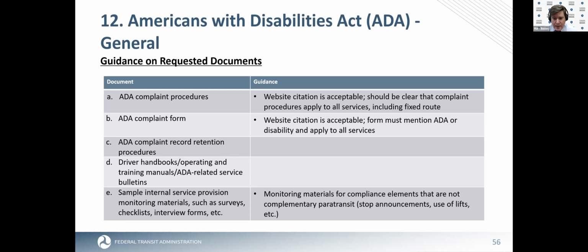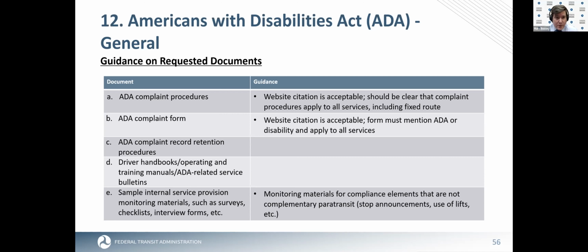For item E, you should have some type of process for monitoring your employees to ensure that they are complying with provision of service requirements. So using the lift correctly, stop announcements, not passing by people in wheelchairs, handling service animals correctly. You want to make sure that your employees are doing that. And so what E is asking for is sample monitoring materials such as surveys, checklists, interview forms.